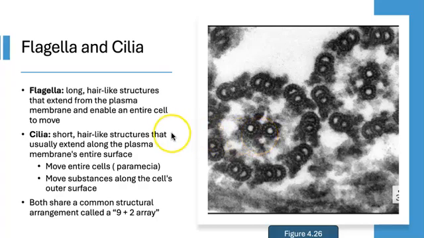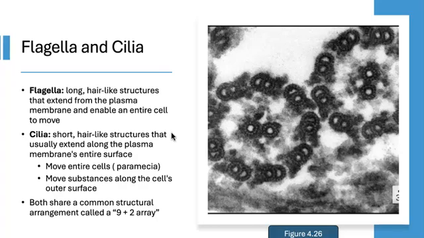And our cilia are going to be different. They're more short hair-like structures that usually extend along the plasma membrane's entire surface. So they'll move entire cells like paramecia. They'll move substances along the cell's outer surface. For instance, in our respiratory system, we have cilia that line our cells so we can move mucus along it.